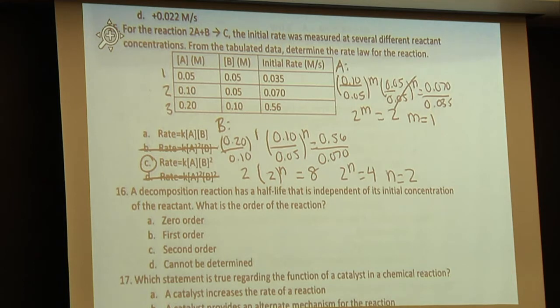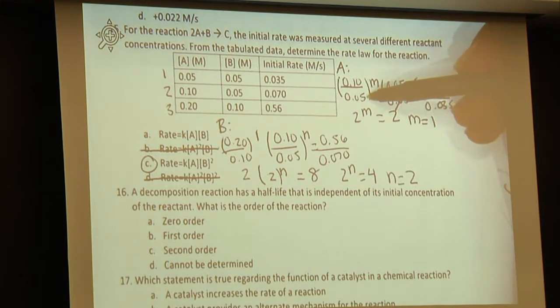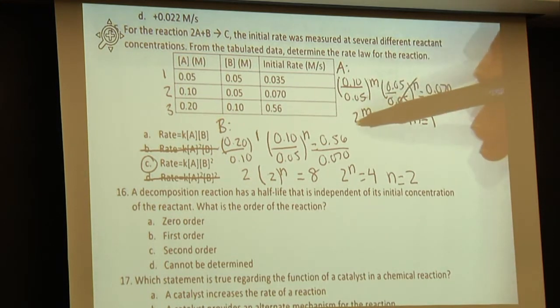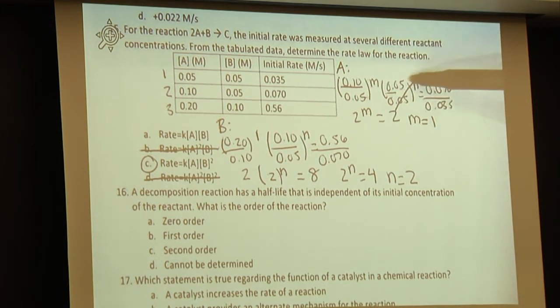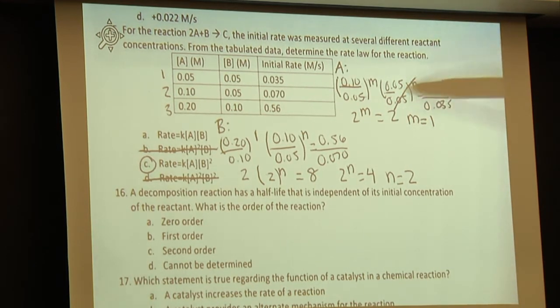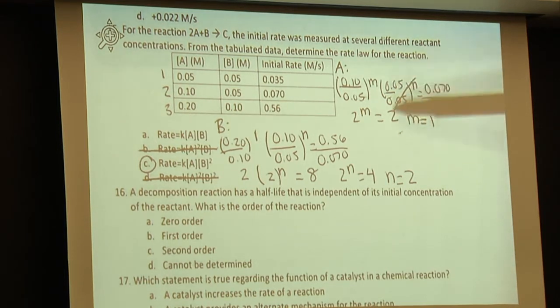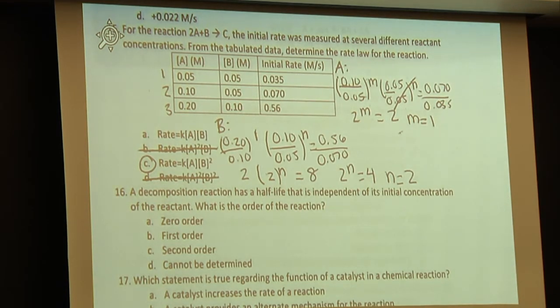Question? Yeah, so you have 0.10 over 0.05, and that's 2, so 2 to the m. You have 0.05 over 0.05, that would equal 1. 1 to whatever will always be 1, so you can ignore it. And then you have 0.07 over 0.035, and that is 2. So 2 to the m equals 2, and so that's what we're solving for. And if it was 2 to the 1, you'll get 2, so m will equal 1. Is everyone good? Okay, number 16.